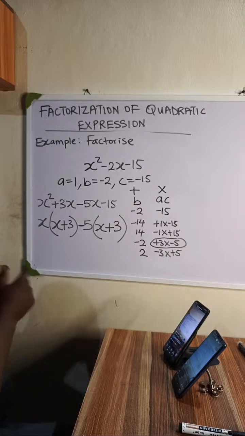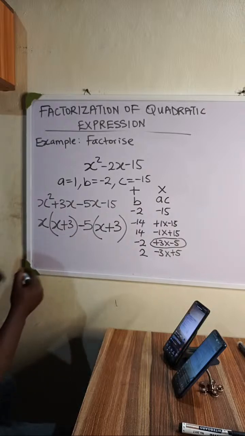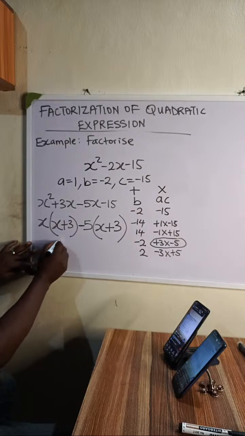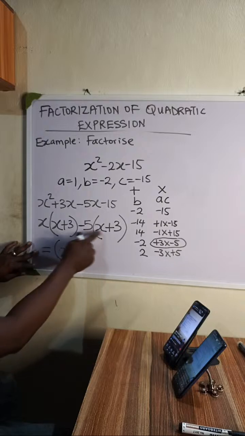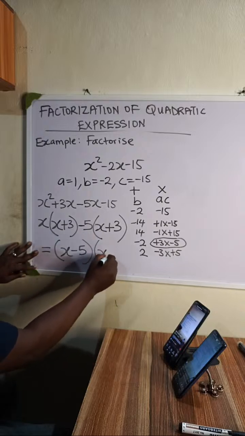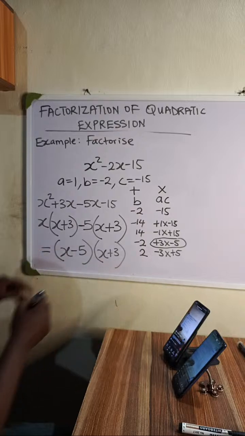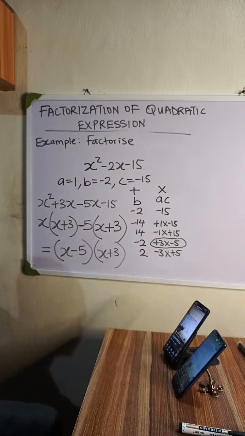Good. So now we bring the values outside the bracket together. So we have x minus 5. And since these two are the same, we pick one, x plus 3. And that becomes our final answer for today.